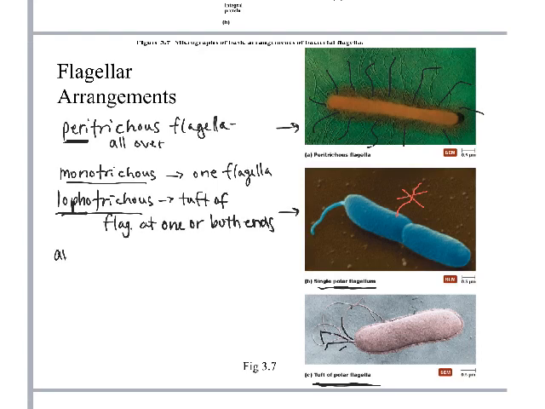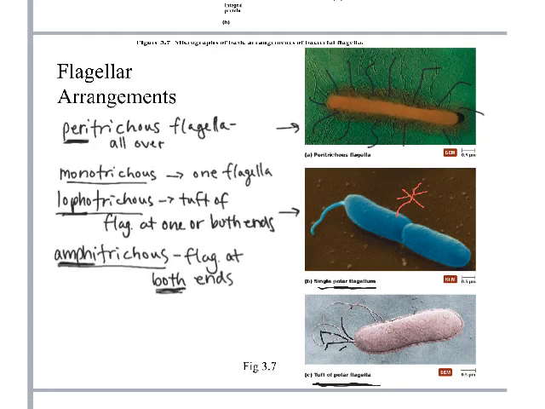And then lastly, amphitrichous. That means that there is a flagella, usually just one, at both ends. So amphi, that prefix means both. If you have an amphibian, that's an organism that lives in both the water and the land.